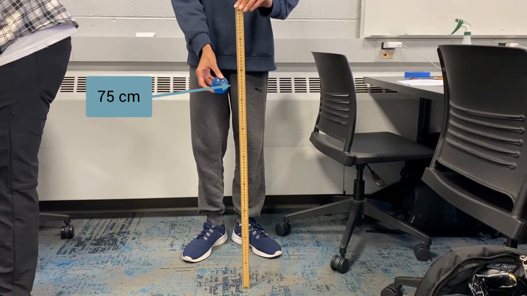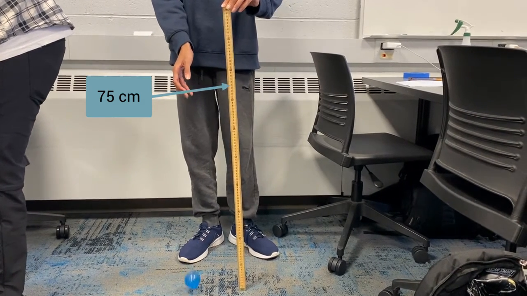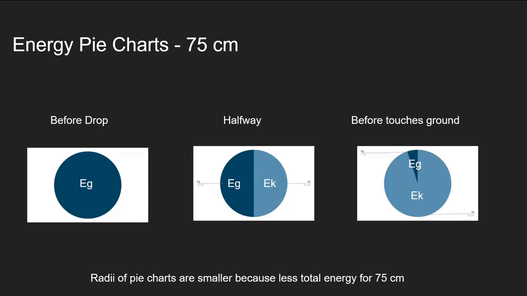The next height we dropped the ball from was 75 centimeters. Here are the energy pie charts for this drop. They are the same as for the 100 centimeter drop, besides the fact that the radii are smaller due to there being less total energy. There's only gravitational potential energy before the ball was dropped, and halfway through there was an equal amount of gravitational and kinetic energy, and just before the ball hits the ground there was a majority of kinetic energy.